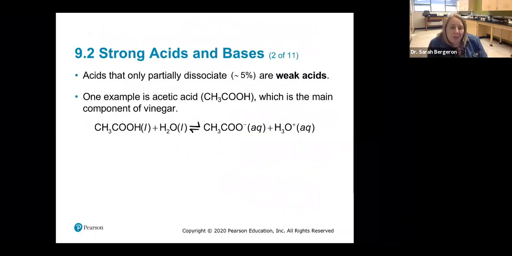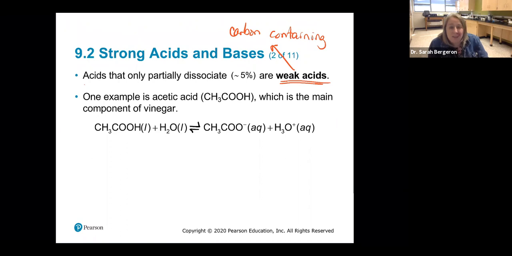All right, so acids are either strong or they're weak. And so weak acids only partially dissociate. And so anything that is a weak acid, there are a couple of things that you can know. Weak acids are carbon containing acids. Not all weak acids are carbon containing, but if it has carbon in it, it's weak.